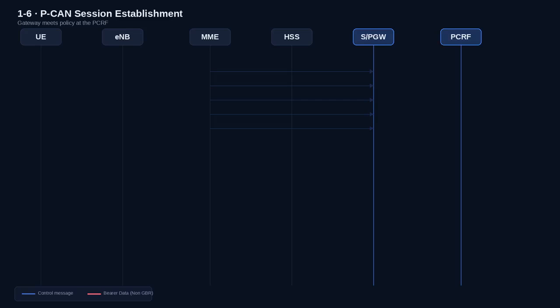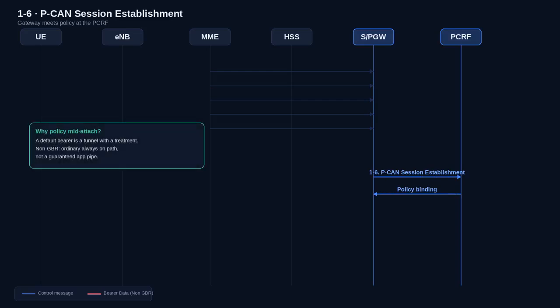While the session world is forming on the right side of the diagram, another conversation appears. Step 1-6, PCAN session establishment between the gateway side and the PCRF. PCAN here is the Policy Association for the Access Network session, the place where what kind of session is this meets what rules apply. The PCRF does not replace the MME. It answers a different question. Given this subscriber and this session, which policy and charging rules should govern the bearer the gateway is preparing?